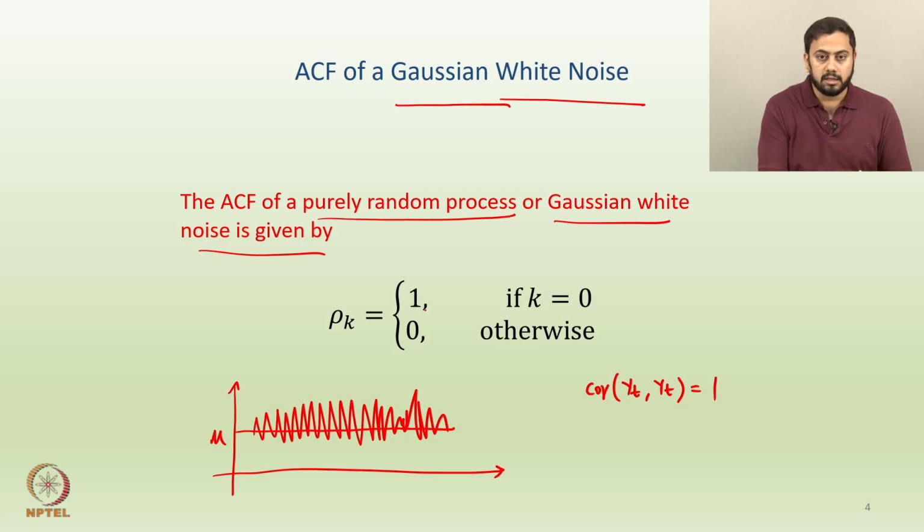So rho k has to be 1 if k is 0, and for any other lag, let us say 1 or 2 or 3 or 10, correlation should be 0, right. Does this make sense? It should make sense, because again going by the properties of a white noise. So what exactly are the properties of a white noise? The mean should be constant, and white noise should be IID. So all the observations in a white noise are independent, and hence correlation has to be 0 basically, okay. So this is a very simplistic looking structure of the ACF of a purely random process or a Gaussian white noise process, okay.